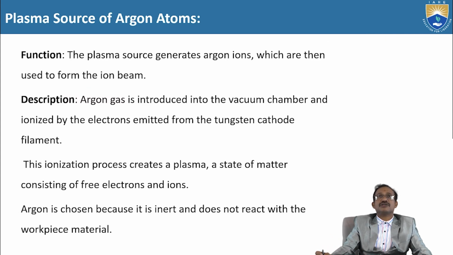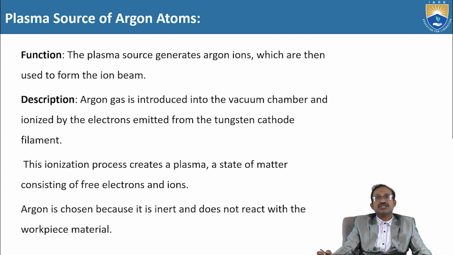Next, plasma source of argon atoms. The function of the plasma source of argon atoms is that the plasma source generates argon ions, which are then used to form the ion beam.